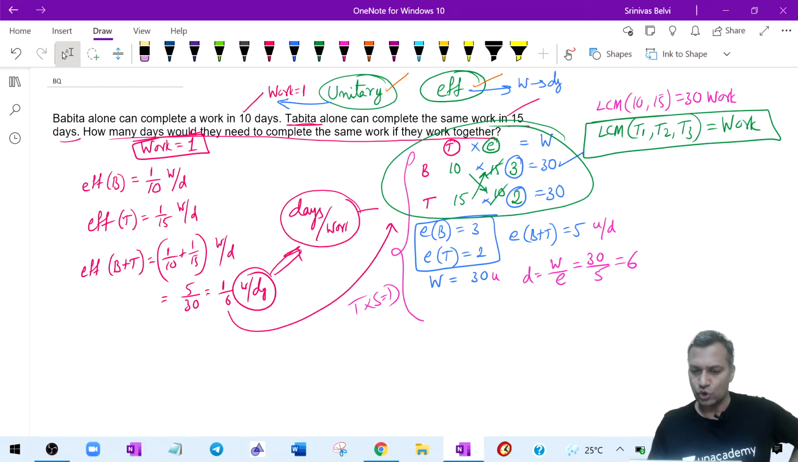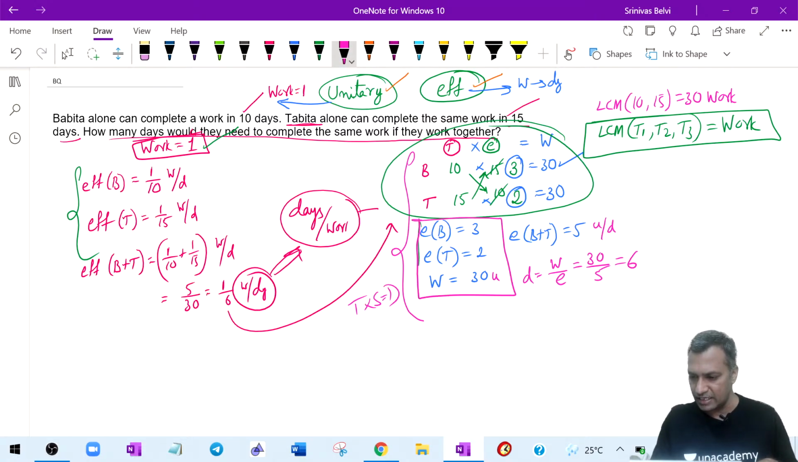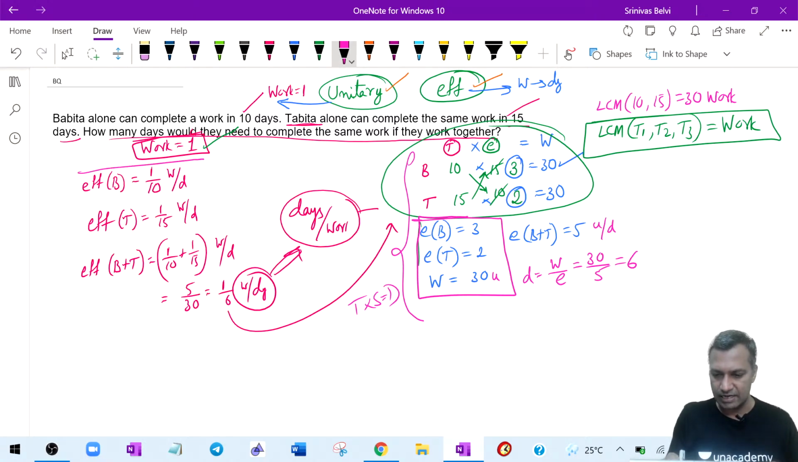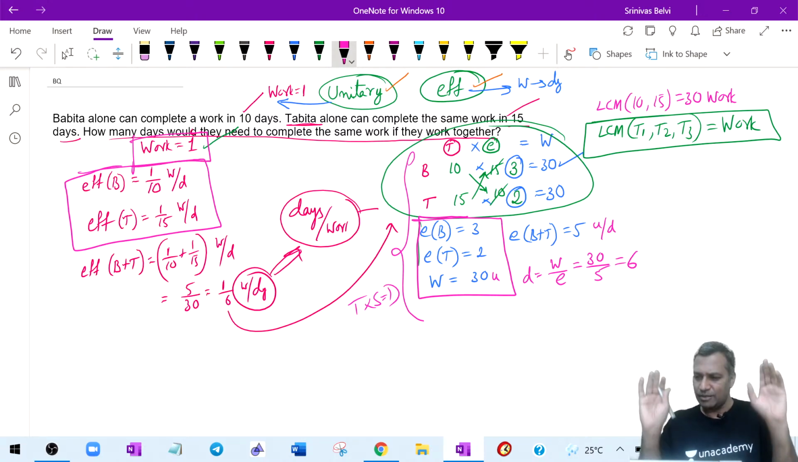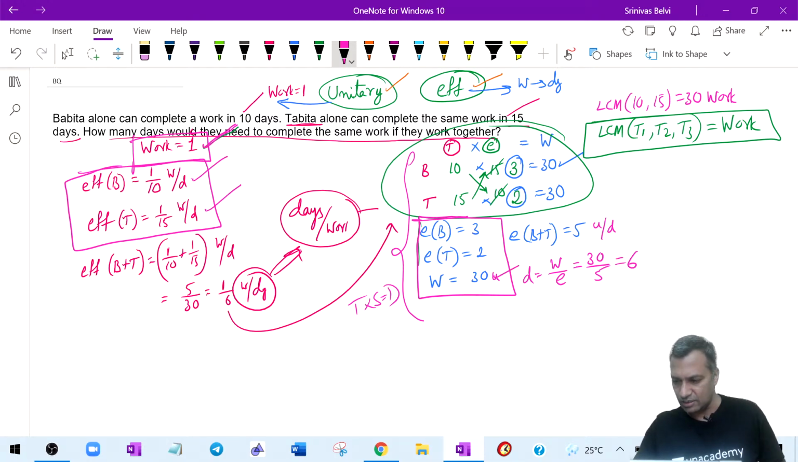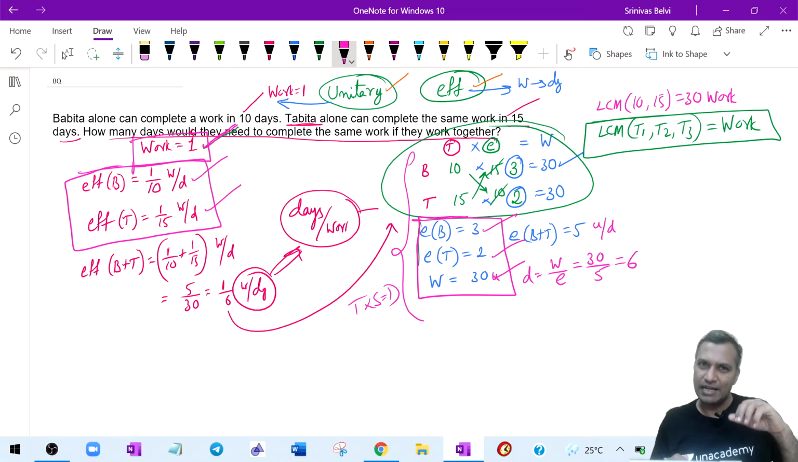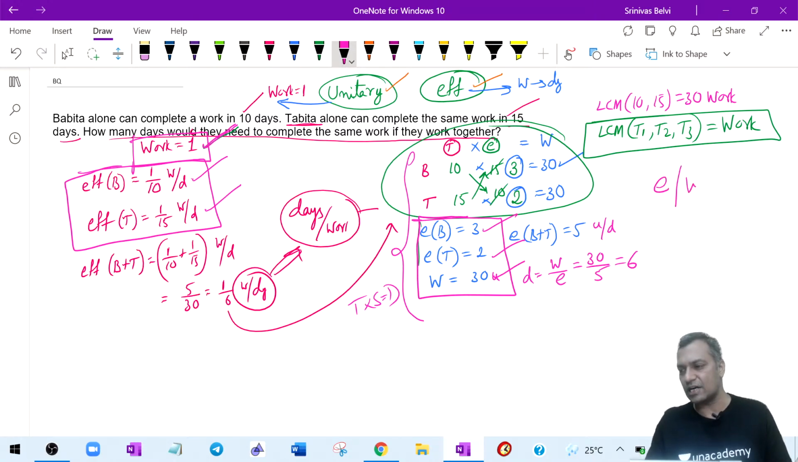The unitary method is generally taught in schools. There also you focus on efficiency and work. Here also you focus on efficiency and work. Look at the box. It is ultimately the same box. Here also you are interested in efficiency and work. Work is here, and here also you are interested in efficiency and work. Therefore, I say that both are the same. In both methods, you want the work and the efficiencies. Whether you find efficiency first and work later, or work first and efficiency later, does not matter to me. All that is required is to know what the efficiency is and what the work is.